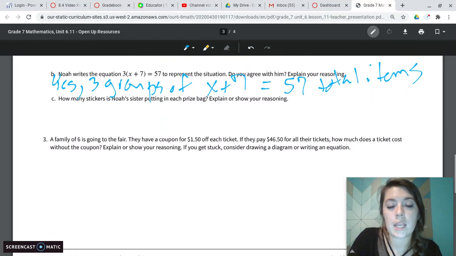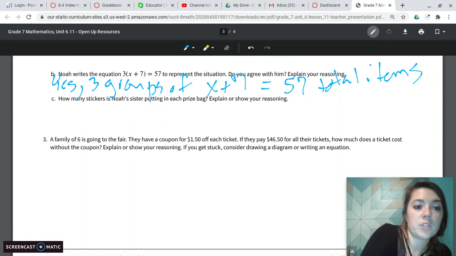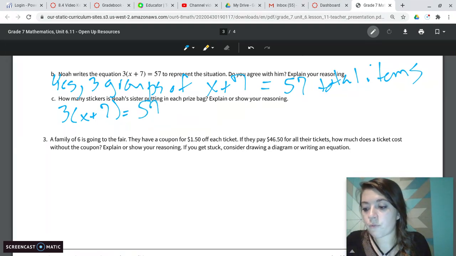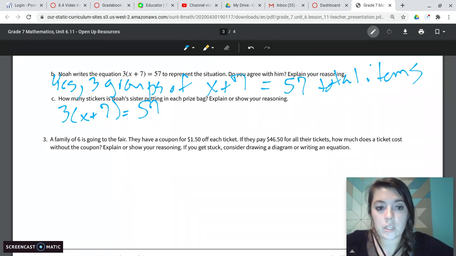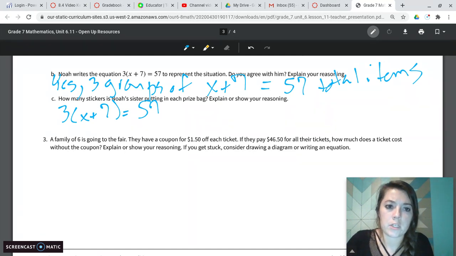All right, so for C, how many stickers is Noah's sister putting in each prize bag? So we're going to solve this equation. So we have 3 times x plus 7 equals 57. There are different ways that we can do this. So we could divide first by the 3, or we can distribute first. Either will work. I'm going to go ahead and divide first.